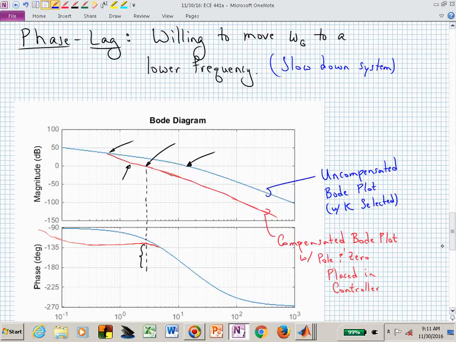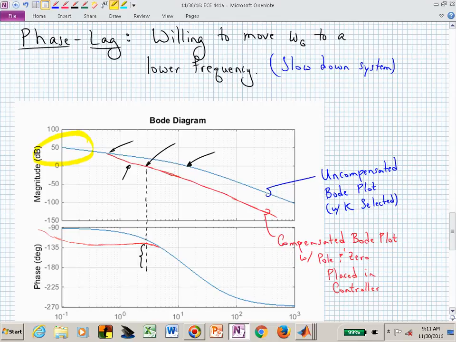Here is an example of a phase lag controller. The blue line is what we have in our Bode plot once we've satisfied our steady state error spec. We've determined our K, and that's really just raising and lowering that magnitude curve. If we adjust the gain K, that doesn't change the phase. It just raises or lowers the magnitude curve. We've now set the gain to meet some steady state error spec, so that's now focusing on this low frequency behavior.